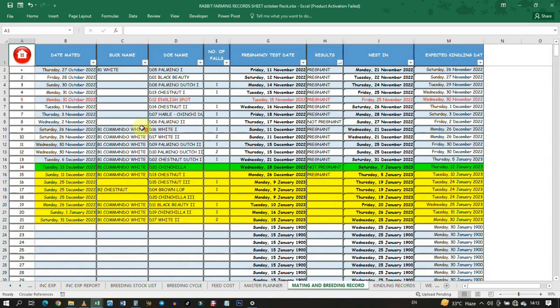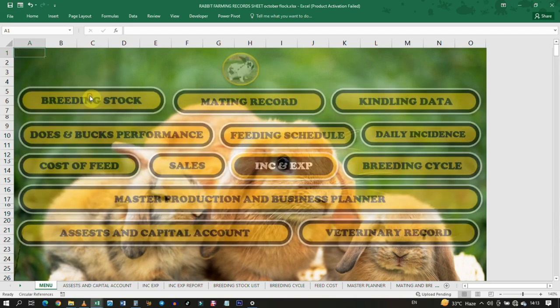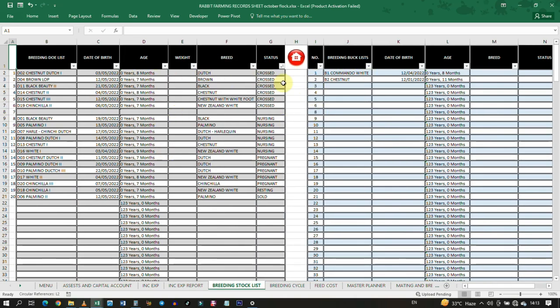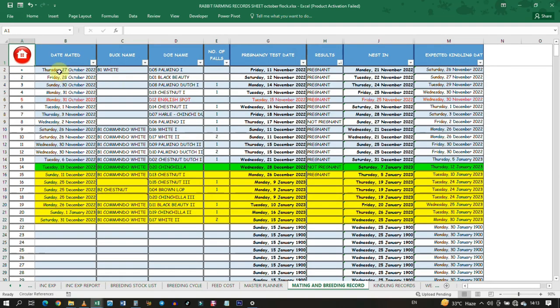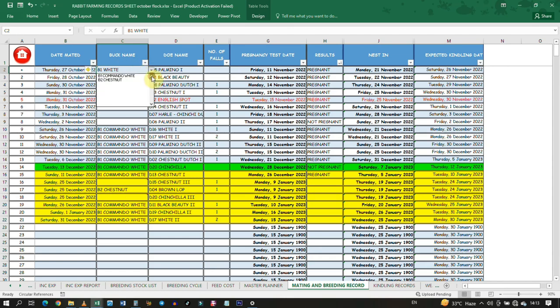Mating records. Now, before you come here, make sure you've updated your breeding stock list. Make sure you've updated everything. Then once you come here, you enter the date mated. Always use the shortcut date. So this one is 27th October 22. So usually do it like that so that you can get the date like this. Then the buck that you use, once you go, you select the buck. The ones you've updated.